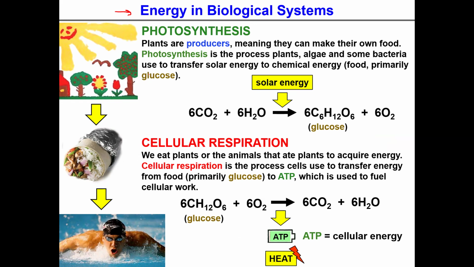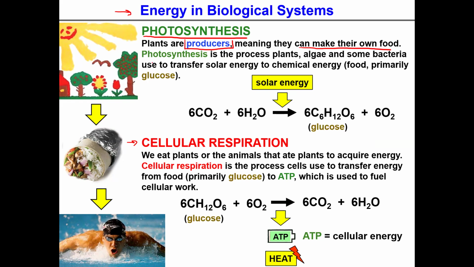Now, we have two types that we're going to look at. Obviously, we're going to focus a lot on cellular respiration, but we need to understand exactly where both of these are coming from and why they go hand in hand. So photosynthesis is the process that plants go through. Plants are known as producers because they can produce their own food, or make their own food.